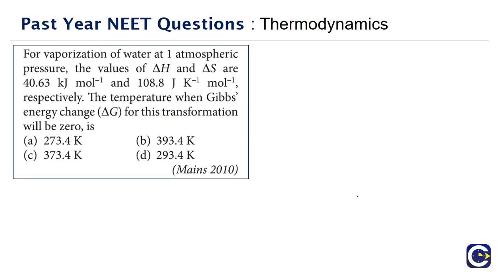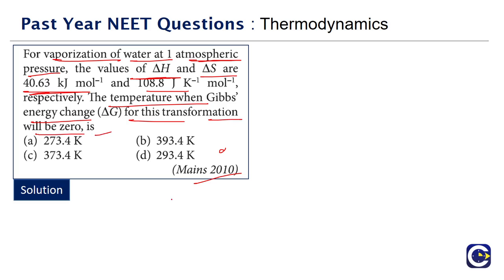Okay? Now look at the next question, again from Mains 2010. For vaporization of water at 1 atmospheric pressure, the values of delta H and delta S are given. Always keep looking at the units. Generally the delta H value, delta G value and delta U value will be in kilojoule, and delta S will be in joule. You have to be careful about it. Okay? The temperature when the Gibbs energy change for this transformation will be 0. Straight question. What is it?